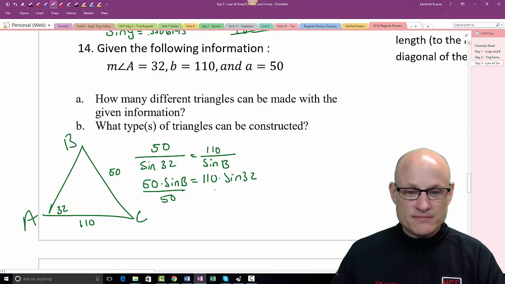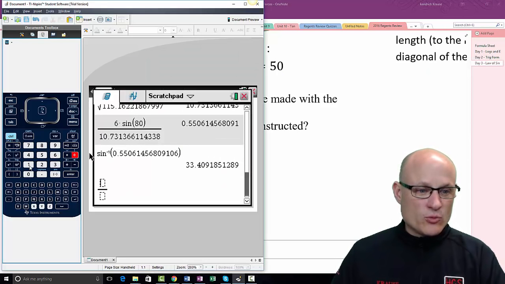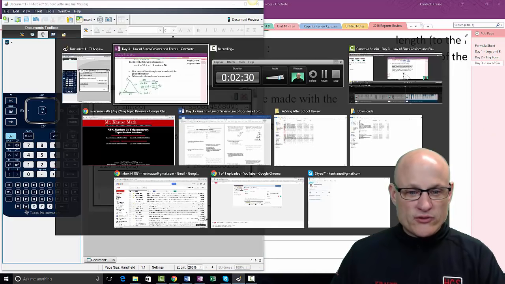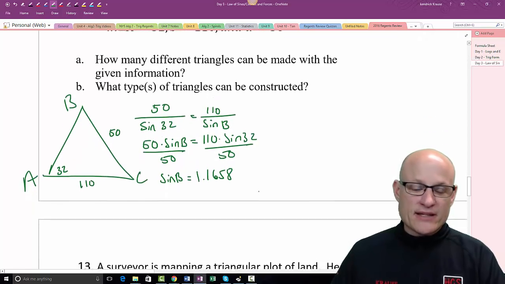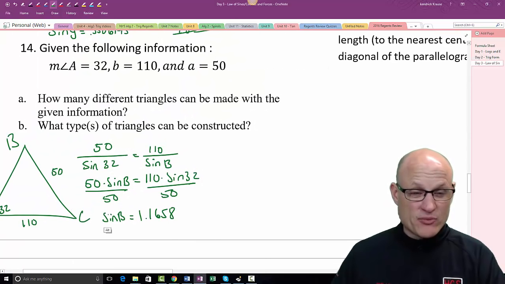Divide by 50. So I'm going to do control division, 110 times the sine of 32 divided by 50. And I get 1.1658, so that's the sine of B. Now, some of you at this time are smart enough to realize something's wrong. At this point, you should realize that sine can't be bigger than 1. So we have a small problem here.